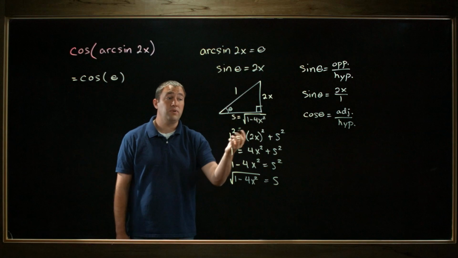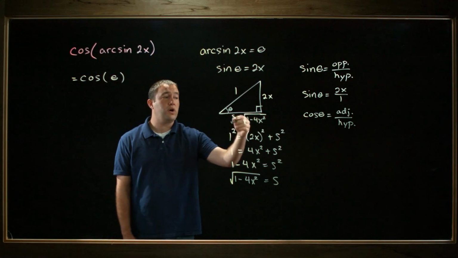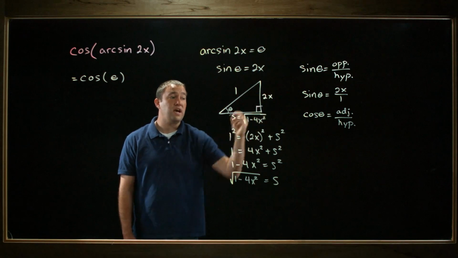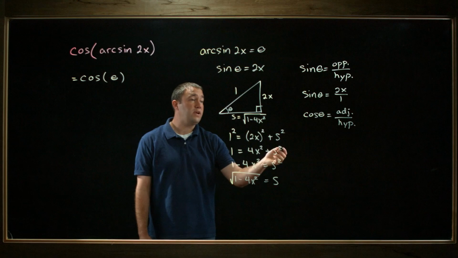Okay, it might look nasty, but it is the other side, and it makes sense. And you could always check your work. If you wanted to square this side and square this side and add them together, you would see that you would get 1. Okay, now I have all the information I need.